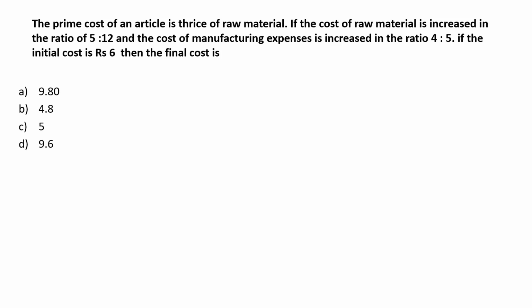The prime cost of an article is thrice of raw material. If the cost of raw material is increased in the ratio of 5 is to 12 and the cost of manufacturing expenses is increased in the ratio of 4 is to 5, and the initial cost is 6 rupees, then find the final prime cost of the article. The prime cost. Then what is the prime cost?